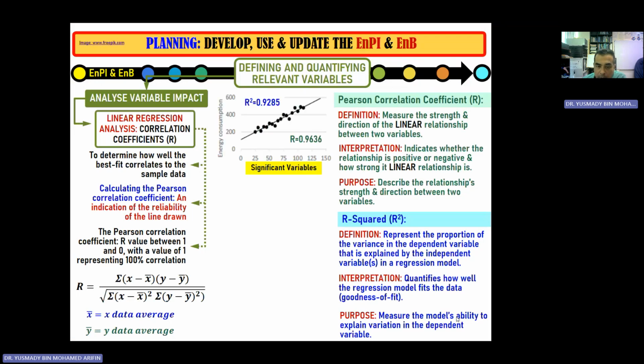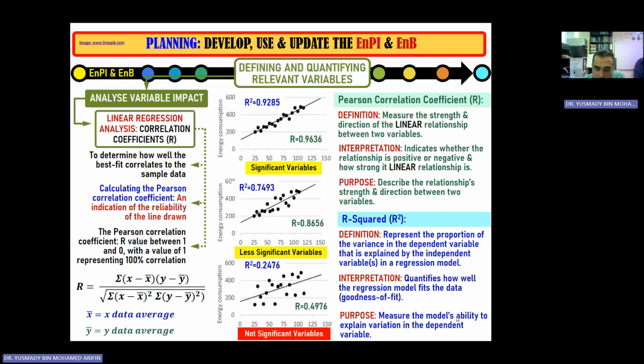Okay, so for example, the graph shows a significant variable where we have a high value of Pearson correlation coefficient R, which is 0.9636. The R squared value is also good, equal to 0.9285, which is close to 1.0. Example number 2, a less significant variable. So we get lower values of R and R square, 0.8 and 0.7 respectively. And the worst case, a not significant variable, R equal to 0.49, R square equal to 0.24.